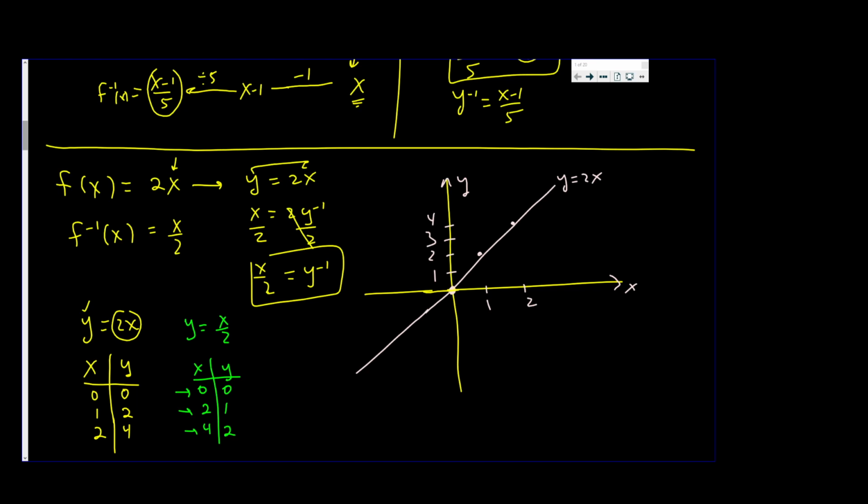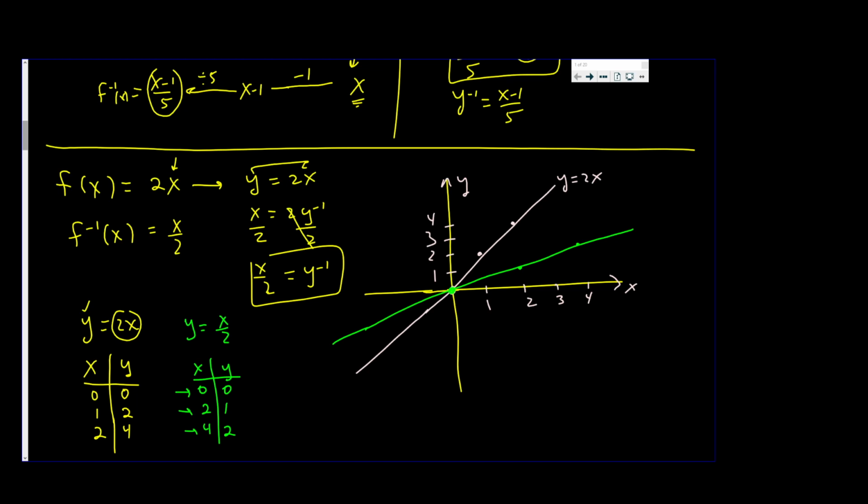So those are 3 quick points. I have 0, 0. I have x is 2 and y is 1. And I have x is 4 and y is 2. I have this line.